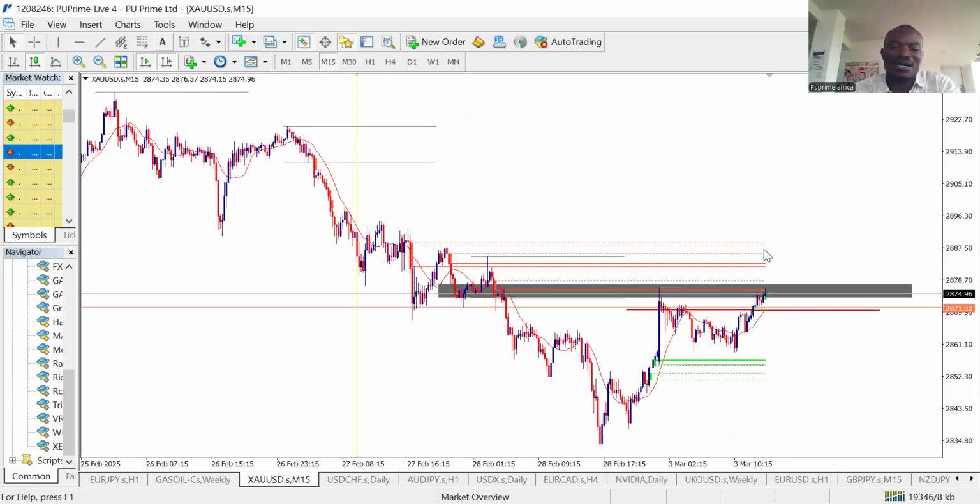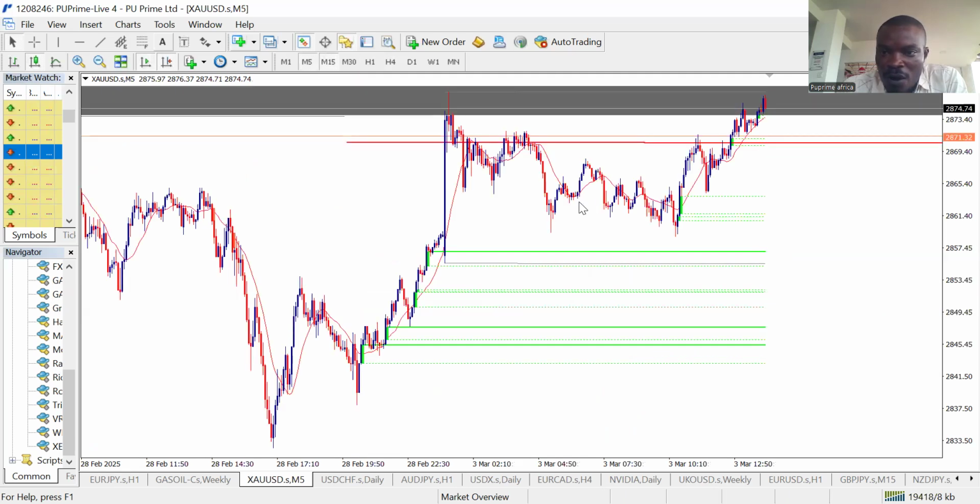So like I said, the market has not fully given us its own pattern. We just need to wait for whatever will happen. So I'm looking at this gold very, very well, waiting to see a proper retracement or a short sell before I enter into the market.